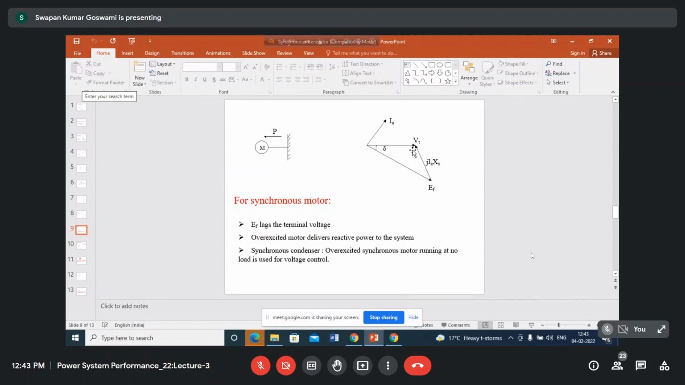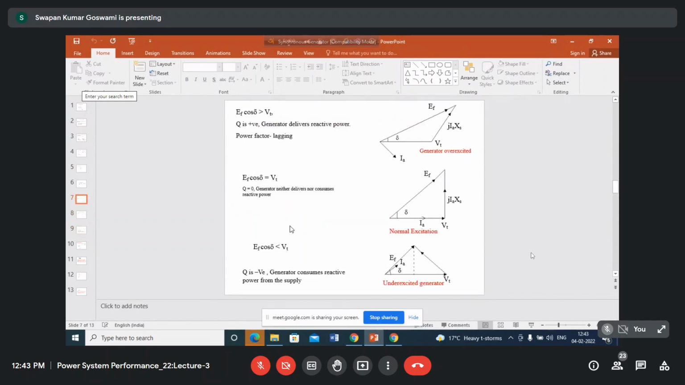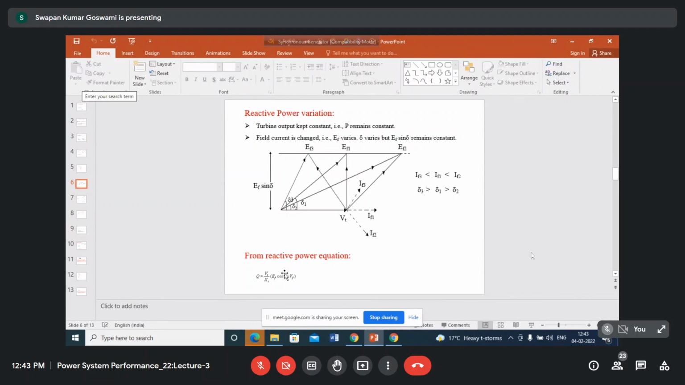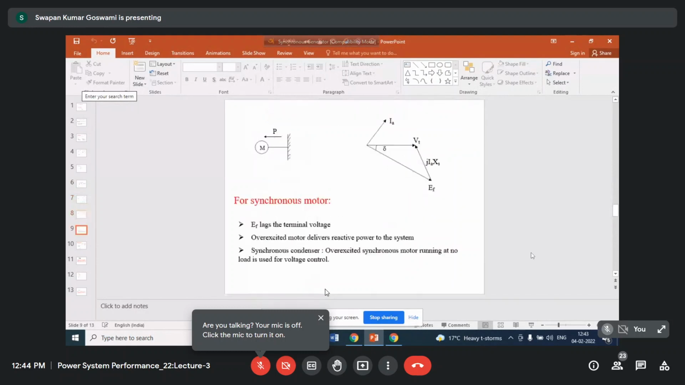Okay, so when EF cosine delta is greater than VT, obviously the motor will follow the same expression for active and reactive power. Okay, when the Q is positive, obviously the machine will be delivering reactive power. That means the synchronous motor will be delivering reactive power to the bus bar. It will be drawing active power, but reactive power it will be delivering.